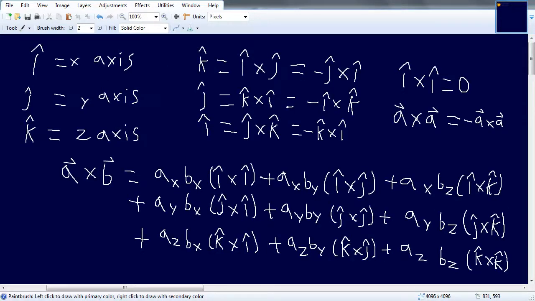Okay, I finished writing out the giant monstrous equation for the cross product, but before I go into that, I just want to talk about one more thing really quick. If you have a vector and you cross it with itself, it must be equal to 0. Why? Because of this thing right here.